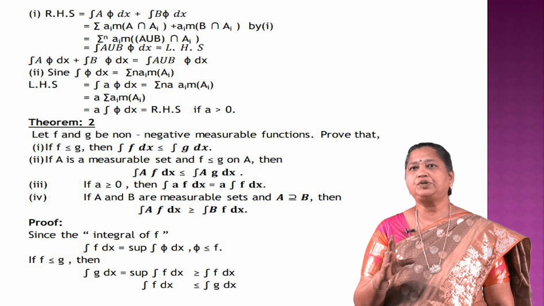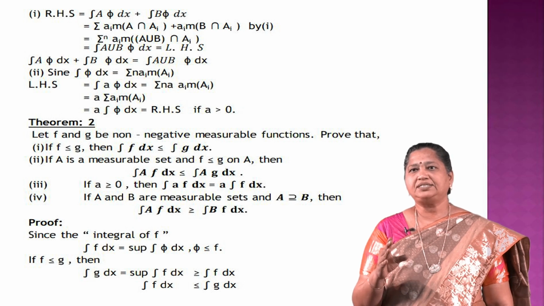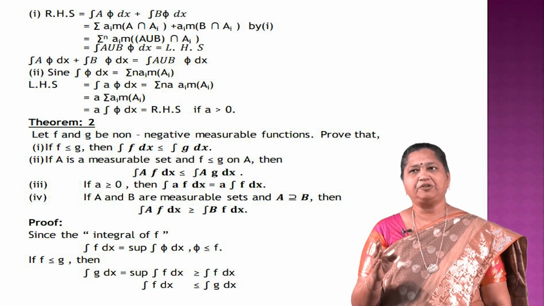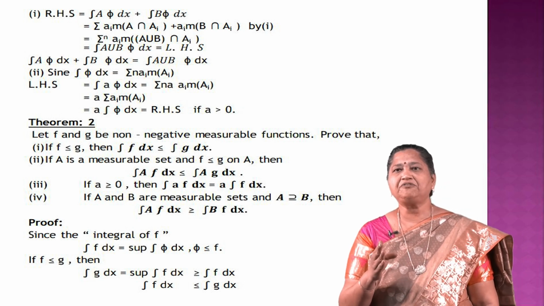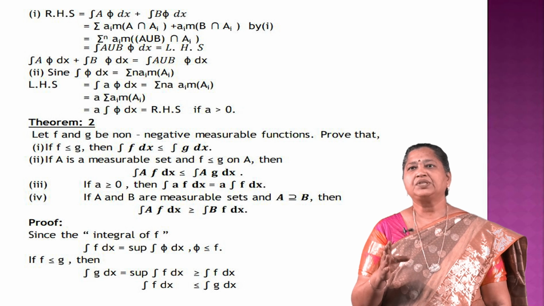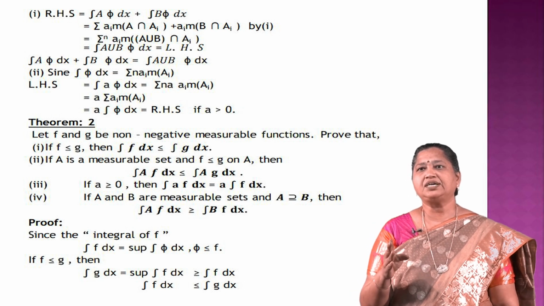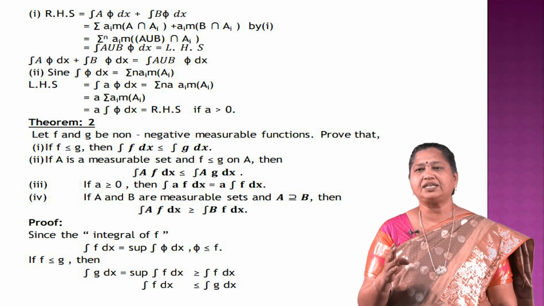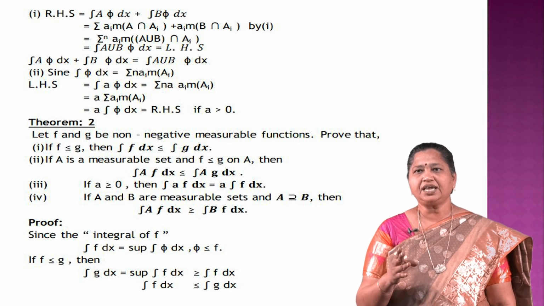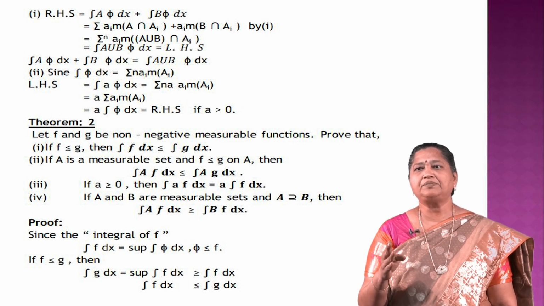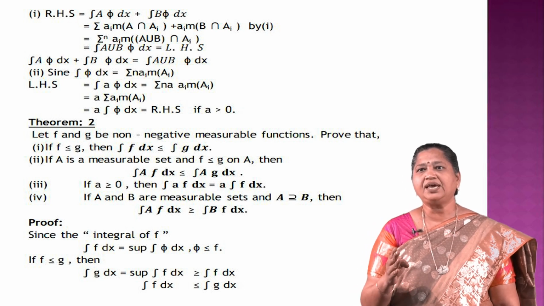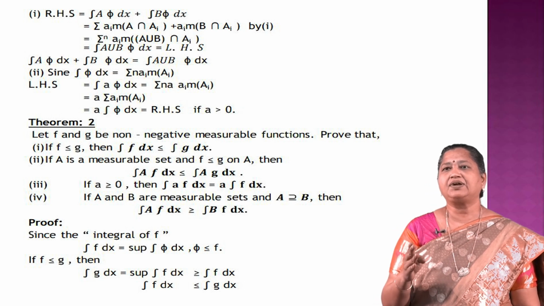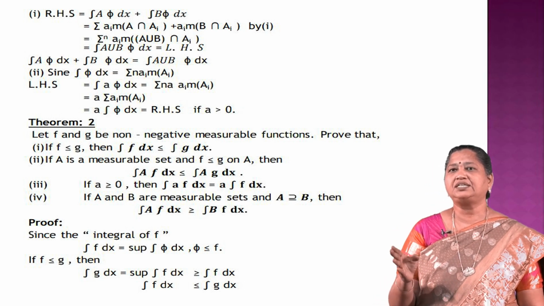The next theorem, Theorem 2: Let f and g be non-negative measurable functions. Then prove the following. First, if f is less than or equal to g, then the integral of f dx is less than or equal to the integral of g dx. Second, if A is a measurable set and f is less than or equal to g on A, then the integral over A of f dx is less than or equal to the integral over A of g dx.